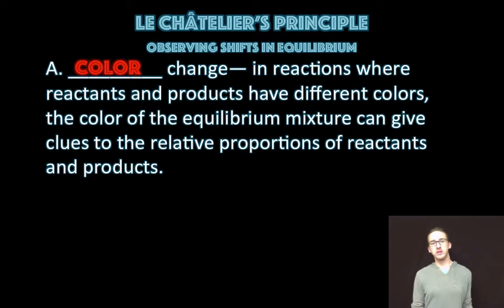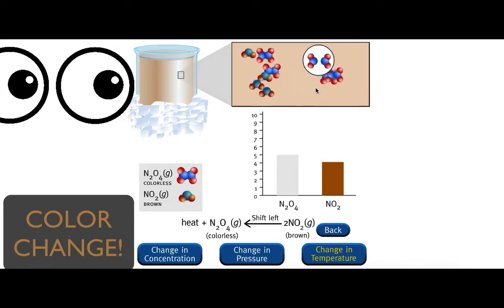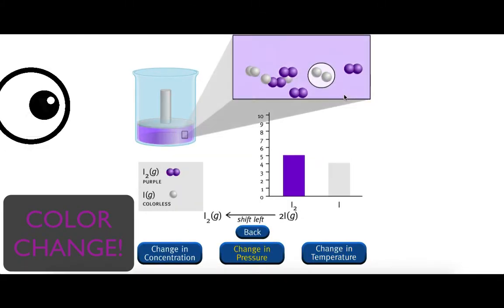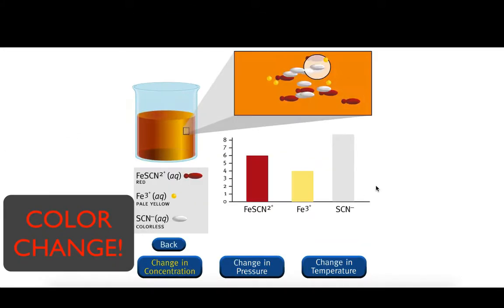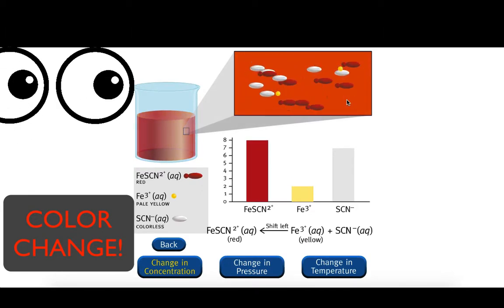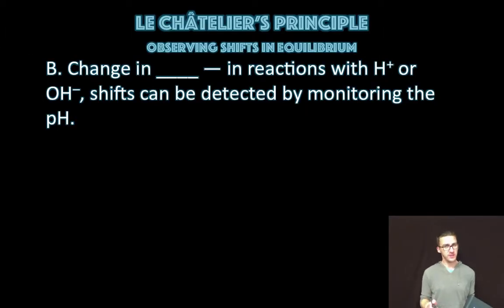Most commonly, we're going to look at color change. In reactions where reactants and products have different colors, the color of the equilibrium mixture can give you some important hints about the relative amount or proportions of reactants and products. Another common way to observe shifts in equilibrium is a change in pH. This is really common in reactions with hydrogen ions or hydroxide ions. You just measure the pH to monitor what's going on with those shifts in equilibrium.